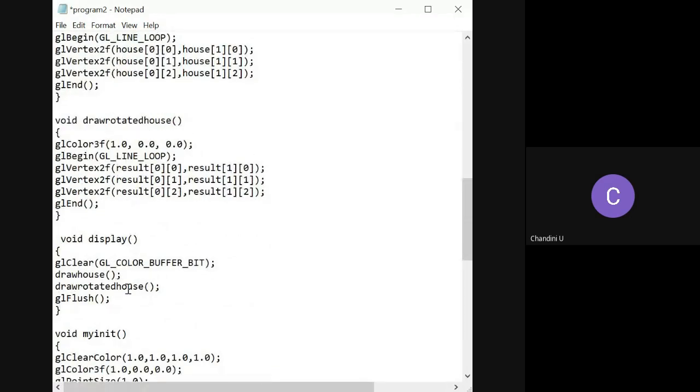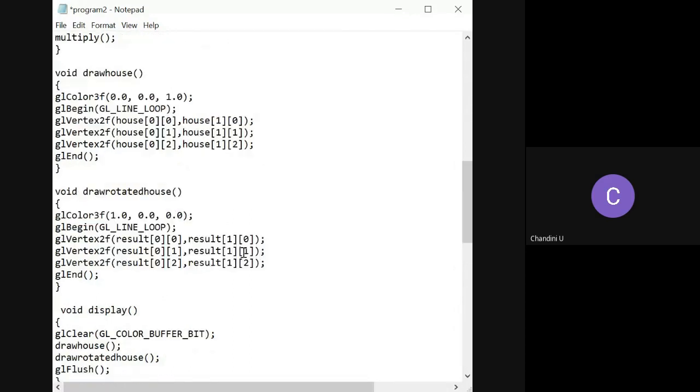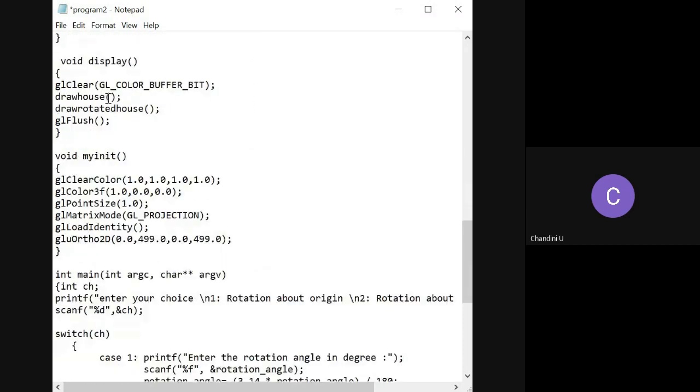Now next is draw rotated house. Rotated house means we have multiplied our rotation matrix with the original matrix of the triangle, right? So that result matrix we have to draw. Whatever result we got after multiplication of the original with the rotation matrix, we have stored in result. So take out the coordinates from the result matrix, that is first row first column, second row first column. Similarly first row second column, second row second column. Likewise take out the result and draw the rotated object. Okay, now control returns back.